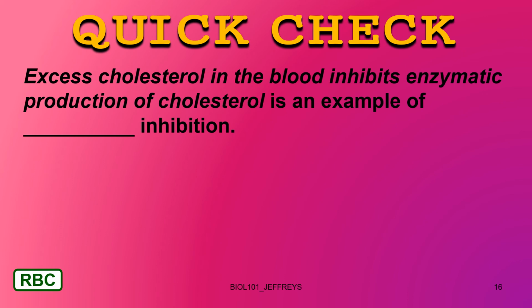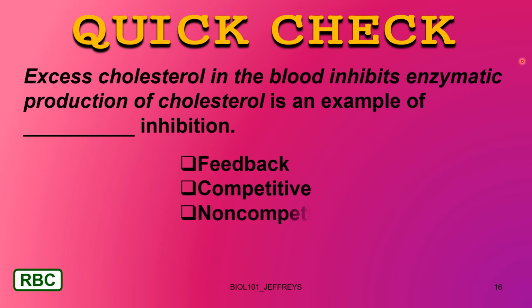All right, another quick check, final quick check. Excess cholesterol in blood inhibits enzymatic production of cholesterol. This is an example of which type of inhibition? Your choices are feedback inhibition, competitive inhibition, non-competitive inhibition, allosteric inhibition. Give you a second. So excess cholesterol inhibits production of cholesterol.